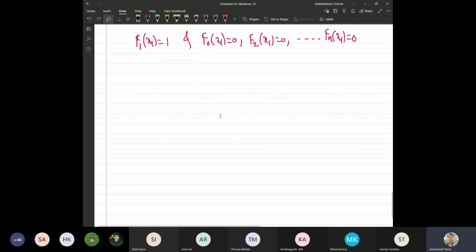The conditions on Fi, the coefficient polynomials, are basically that Fi at xj is assumed to be either 1 or 0. The polynomial Fi at some nodal point xj is equal to 1 when i is equal to j. When i is not equal to j, we are assuming that the polynomial Fi vanishes at xj.